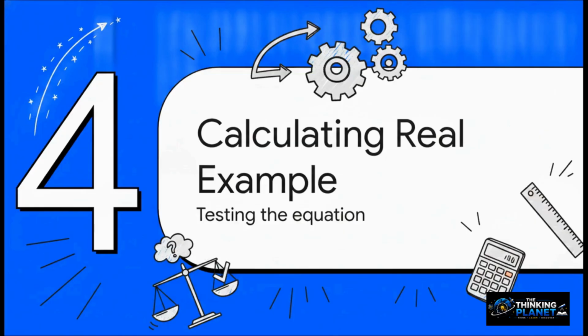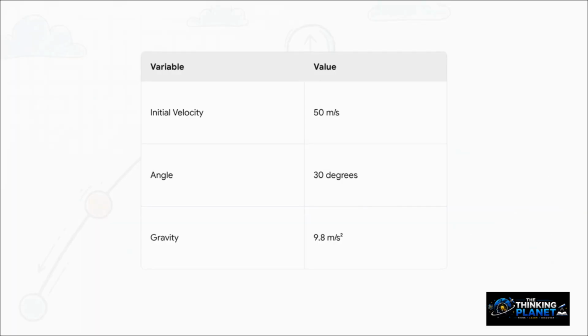All right, it is time for the payoff in section 4, calculating a real example, putting the equation to the test. Let's lay out the known suspects from that initial scenario we imagined earlier. We've got an initial velocity, u, of 50 meters per second. We have a launch angle, theta, of 30 degrees. And of course, we can't forget the constant downward pull of gravity, g, which is 9.8 meters per second squared.